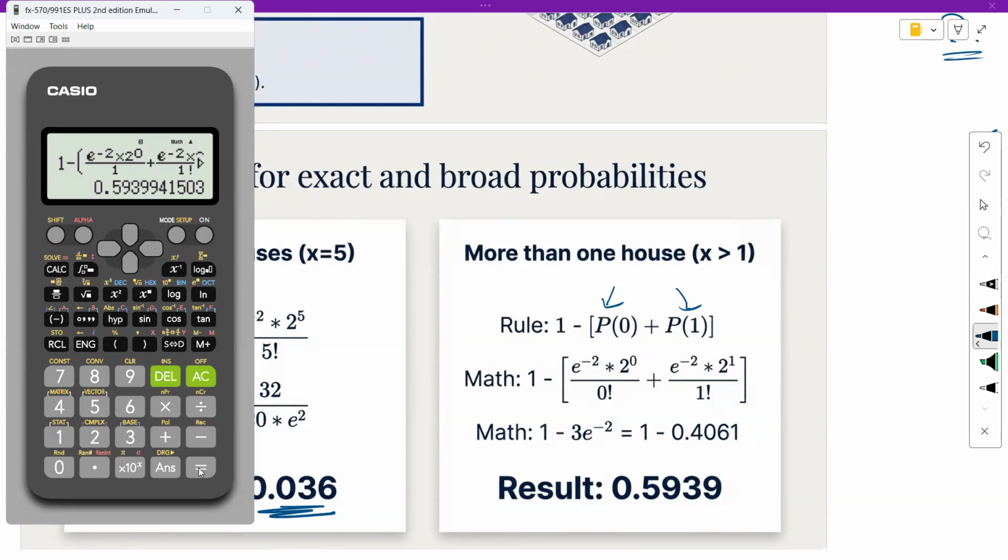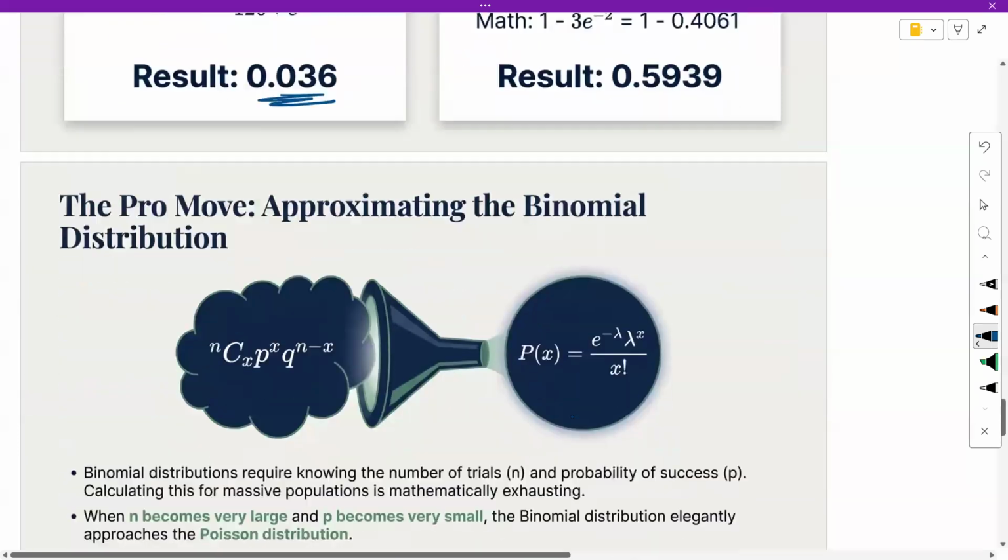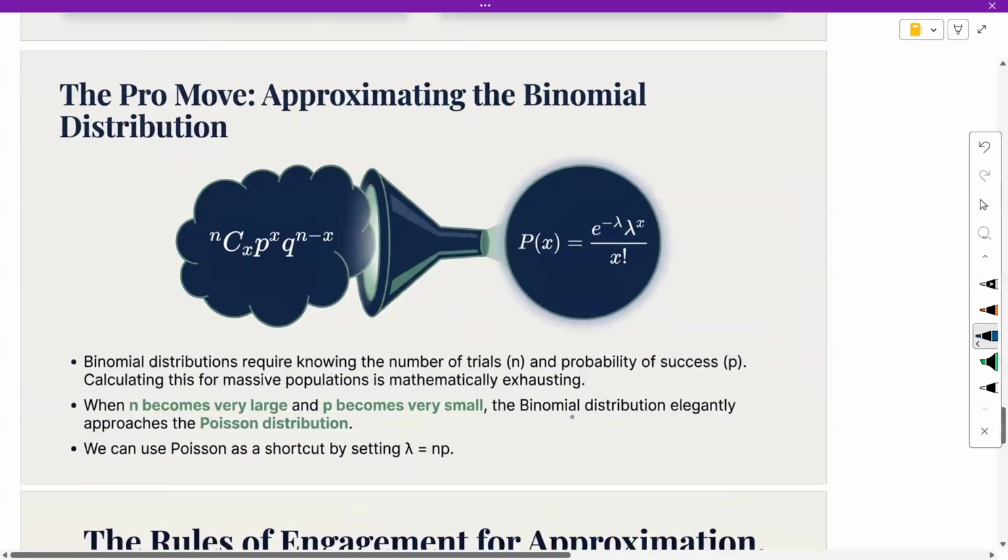Here you can see the answer, 0.5939. So this is how we can apply the complement rule of the probability. And in another section we are considering, sometimes we can apply Poisson distribution for binomial distribution.